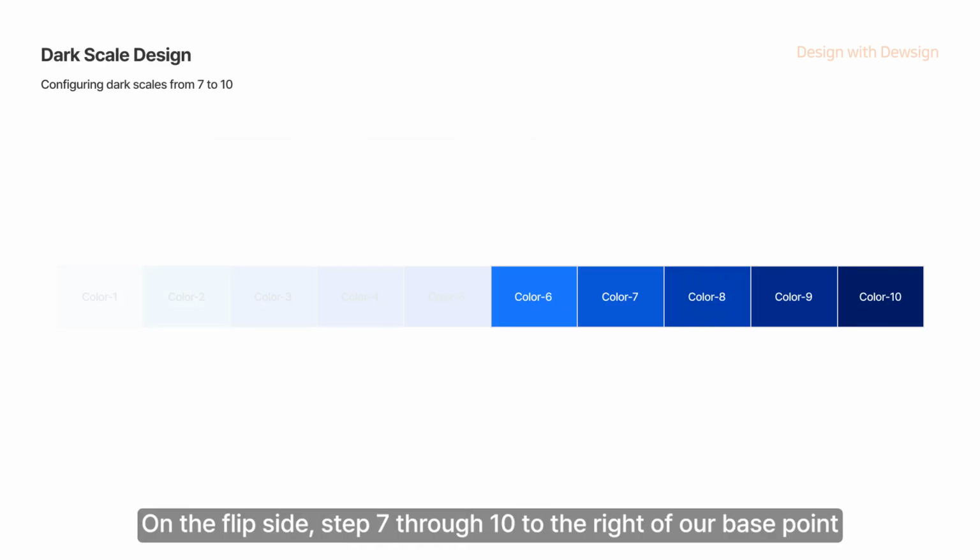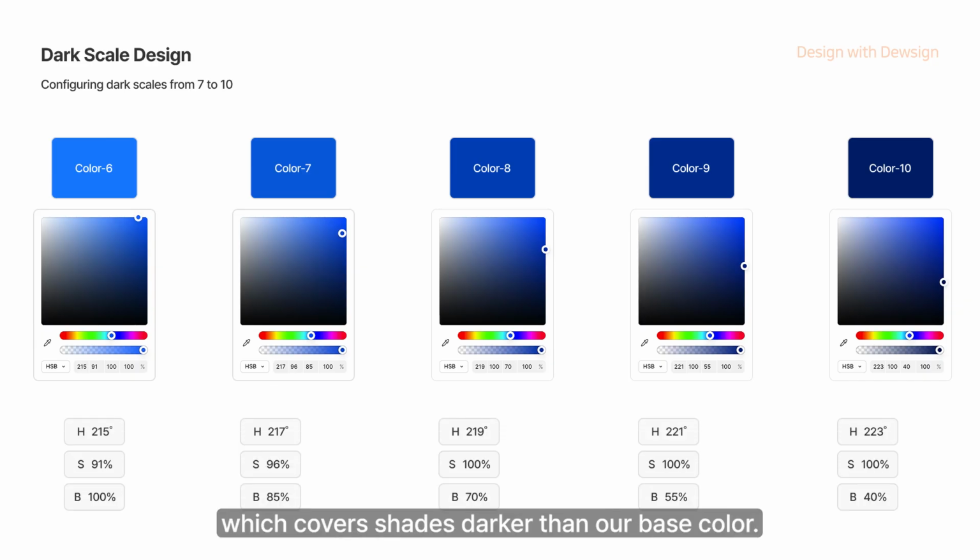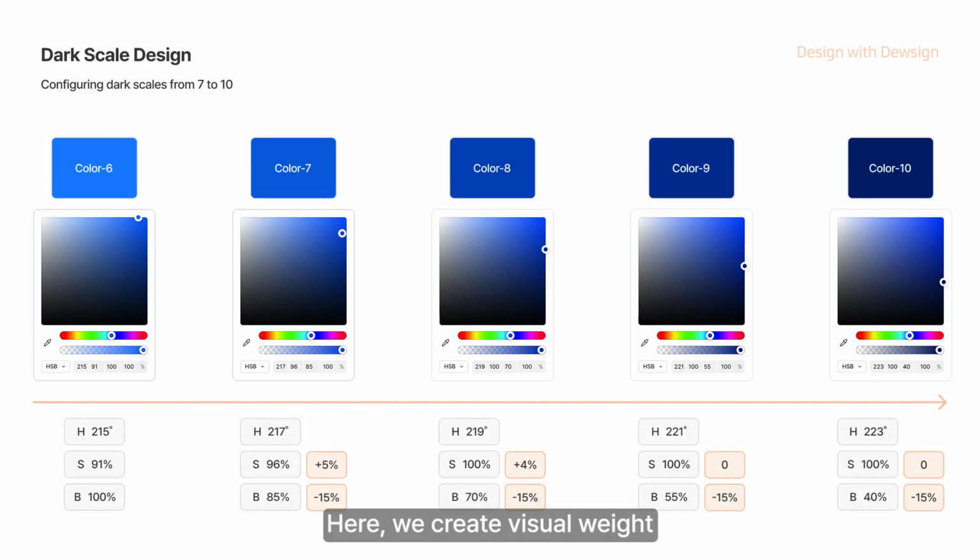On the flip side, steps 7 through 10 to the right of our base point represent the dark scale section, which covers shades darker than our base color. Here, we create visual weight by applying a formula that lowers brightness. Colors at this stage are primarily used for text where readability is critical, or for expressing different button states.